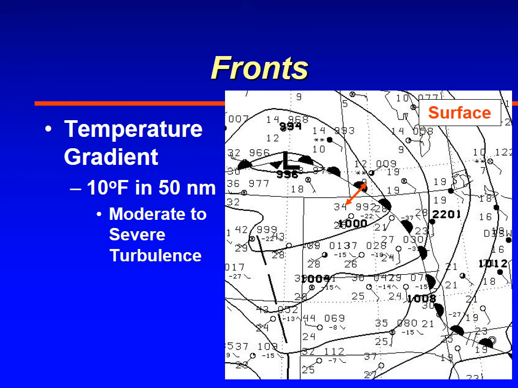So here's our first factor. They came up with a rule that said that if the temperature gradient across a front was more than 10 degrees Fahrenheit per 50 nautical miles, then aircraft are more than likely going to experience moderate to severe turbulence. So 10 degrees over 50 nautical miles, in other words, take a look at a METAR or look at a station on the warm air side of the front, look at a station on the cold air side of the front, measure the distance, take the temperature, and then figure out the ratio per 50 nautical miles. If it's more than 10 degrees Fahrenheit, then it will be moderate to severe turbulence. Less than 10 degrees, hardly any turbulence at all.